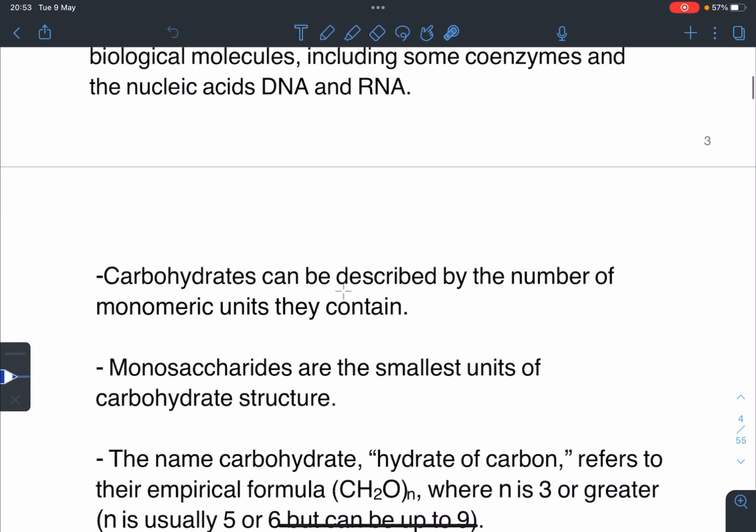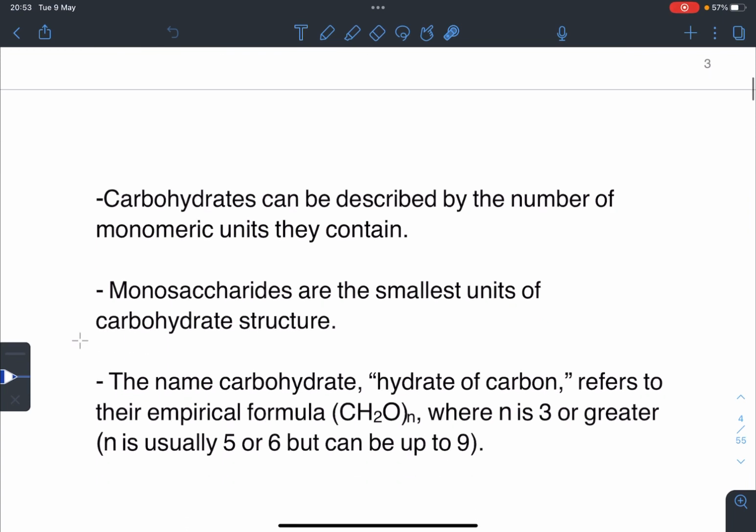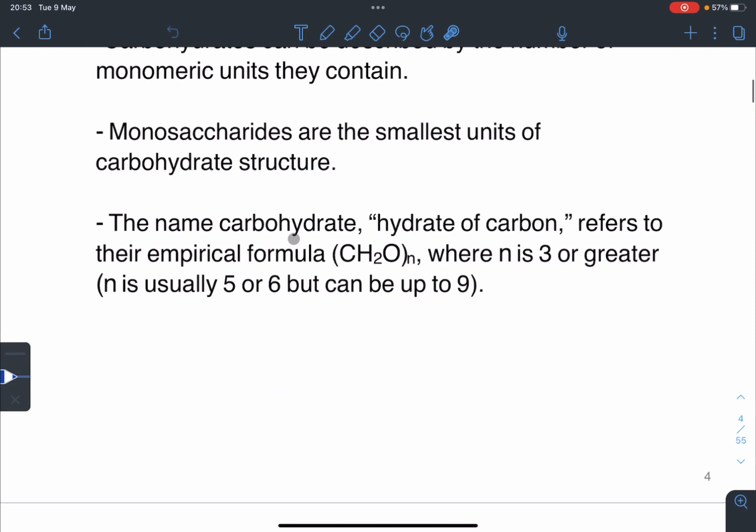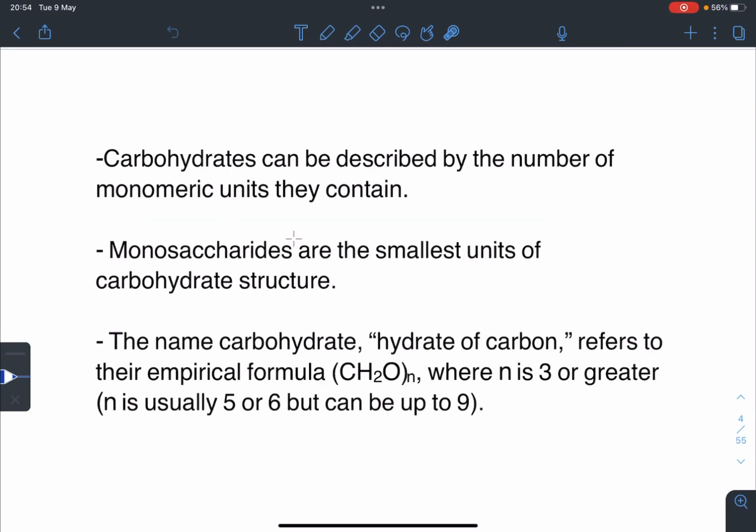Carbohydrates can be described by the number of monomeric units they contain. A monomer is like the smallest subunit. For example, three carbon atoms together can be a monomer. Glucose has six. Fructose. What else is there? As we go down, we start seeing that monomers combine to form polymers.